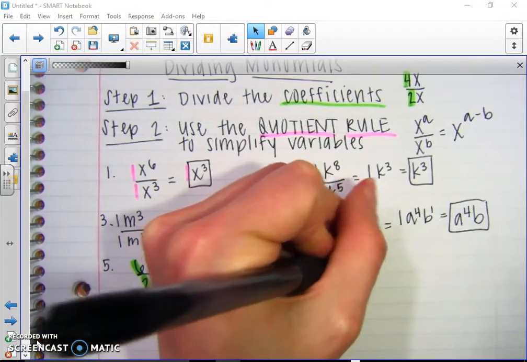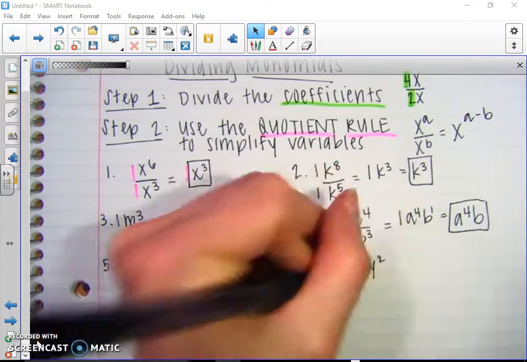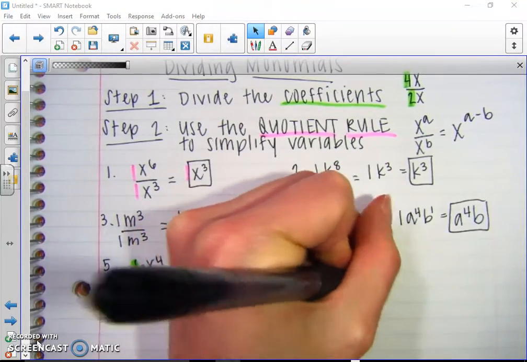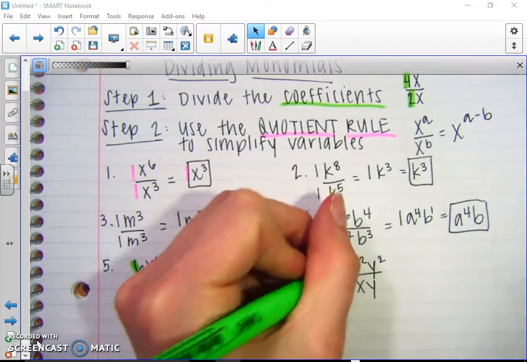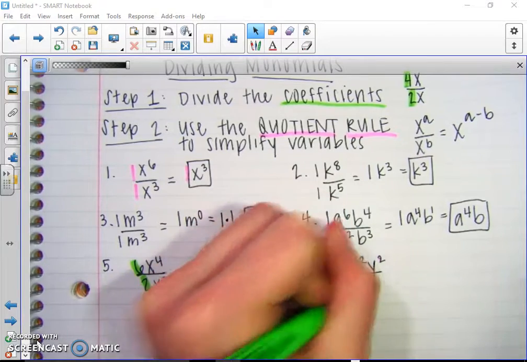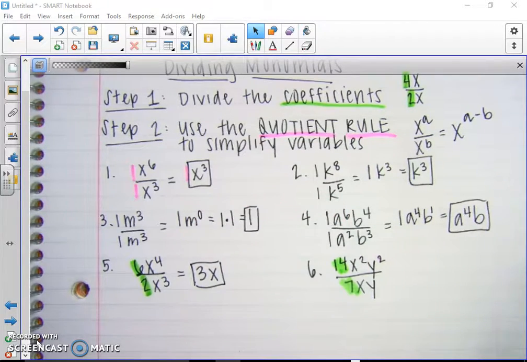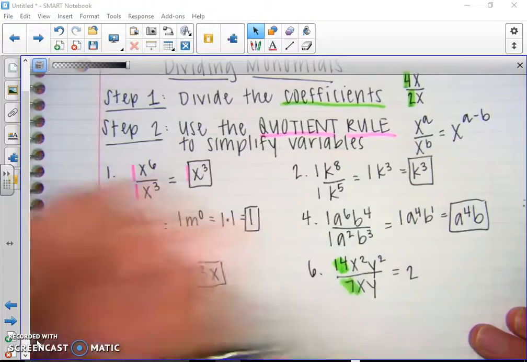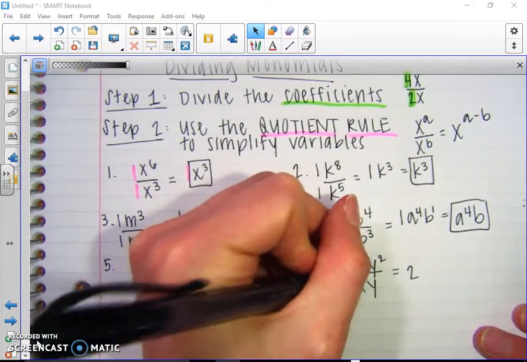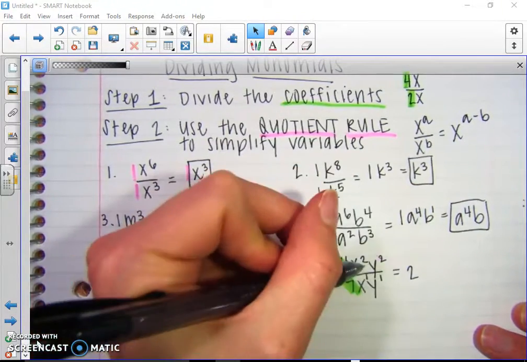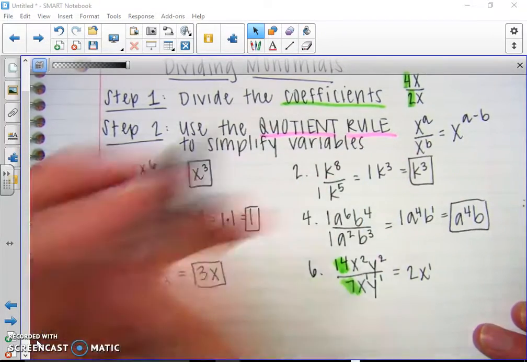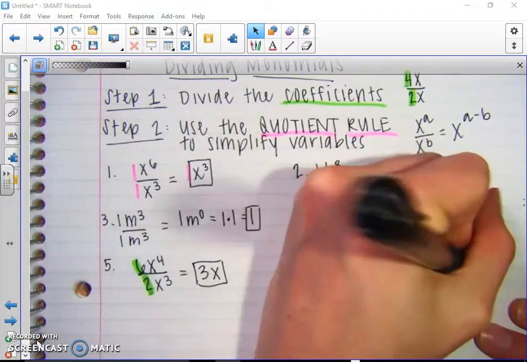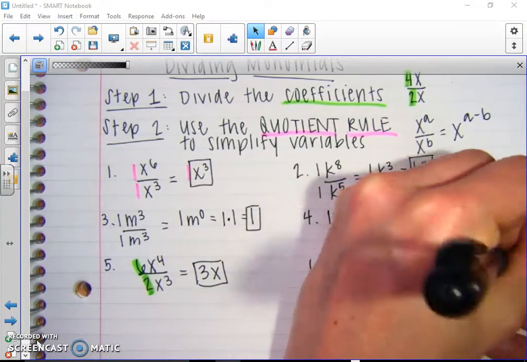Okay, 14x squared y squared over 7xy. I've got 14 and 7 as coefficients. We can definitely reduce those. 14 divided by 7 is just 2. And then these both have 1's with them. So 2 minus 1 leaves me with x to the 1. 2 minus 1 gives me y to the 1, or just 2xy.